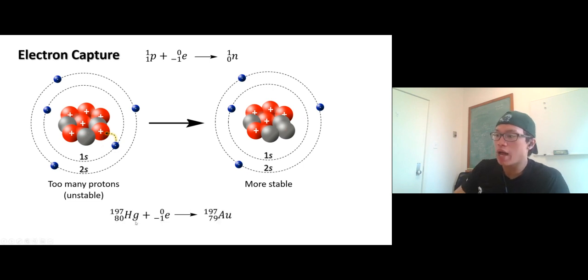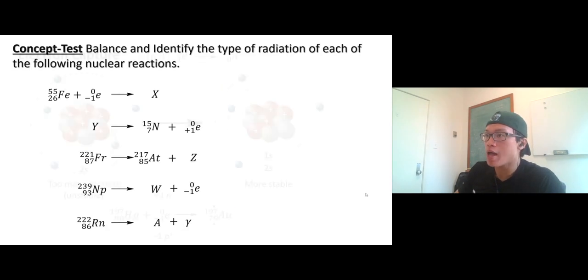For example, mercury 197 becomes gold 197. If you look at the numbers, what's going on? The number of protons is lower by one. It takes that proton and electron and becomes a neutron. So the mass number doesn't change. All right, so we have learned five types of radiation so far.